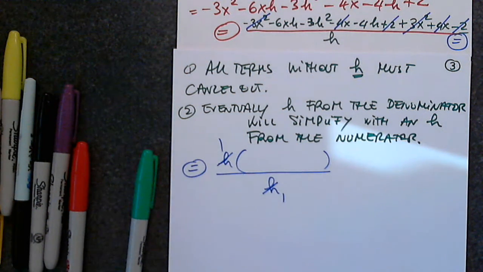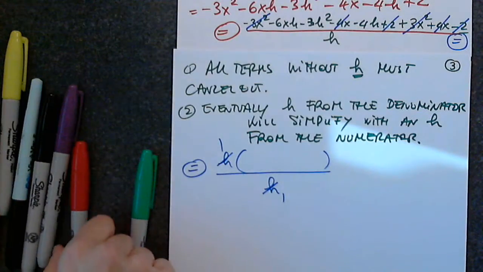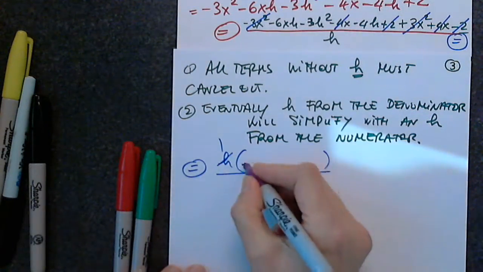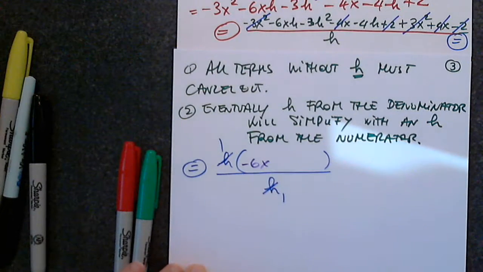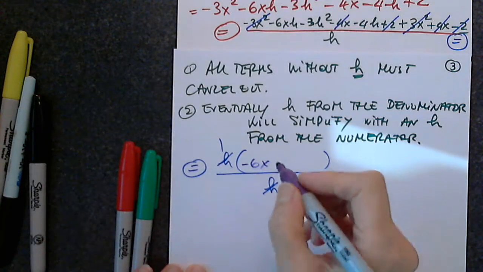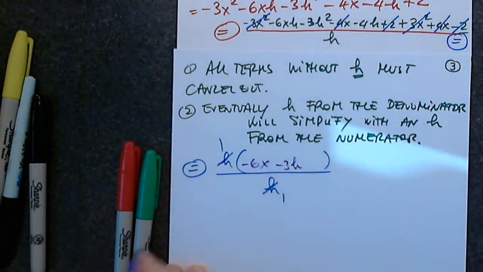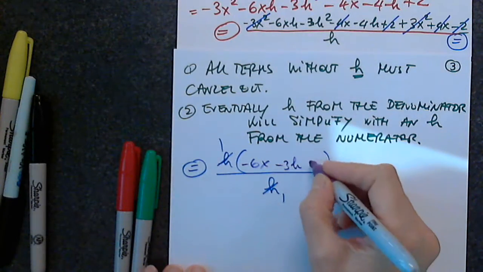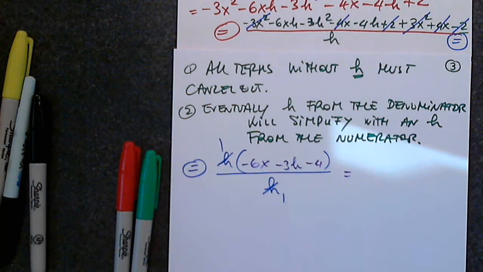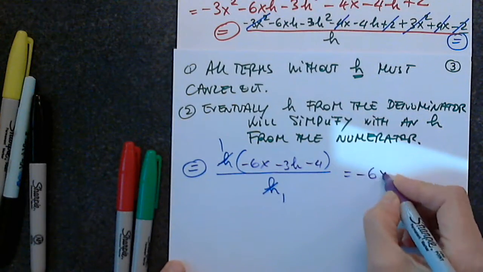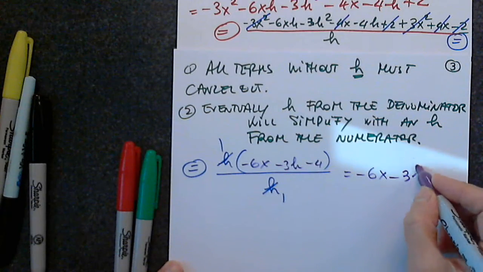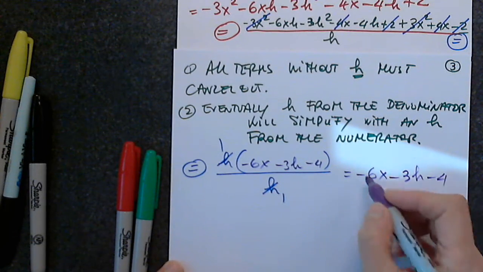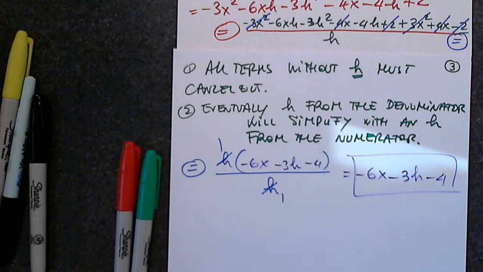But I would like to figure out first what we have in parentheses. Negative 6x. Awesome. Minus 3h, indeed. Minus 4. We already pulled out the h. So what is the simplified form of the difference quotient then? Negative 6x minus 3h minus 4. Very good. So this is it.